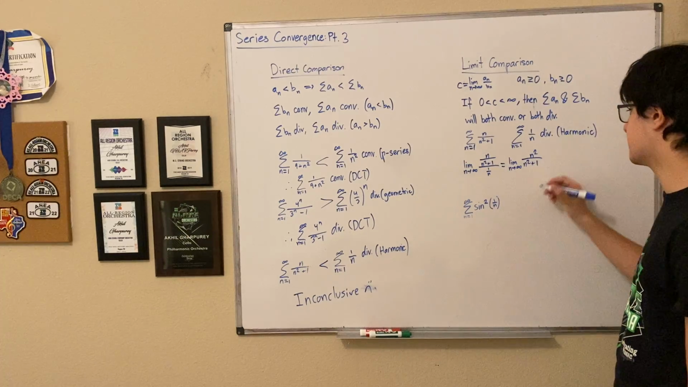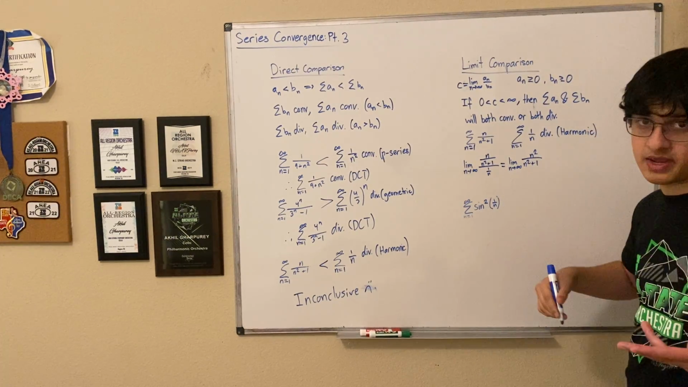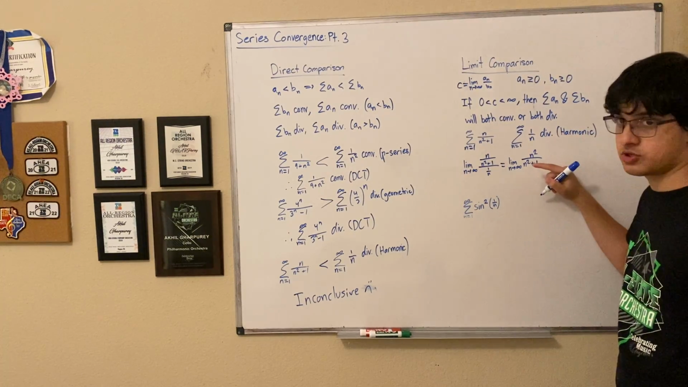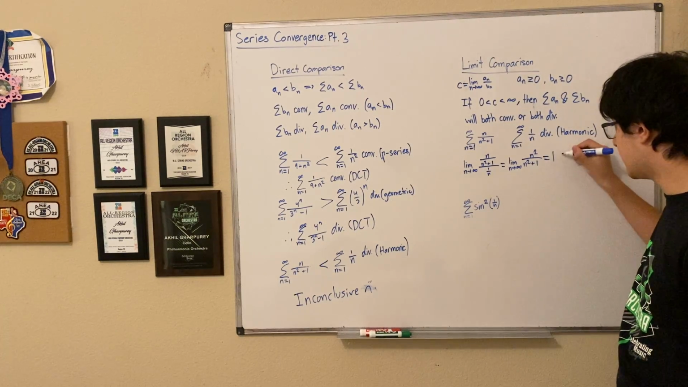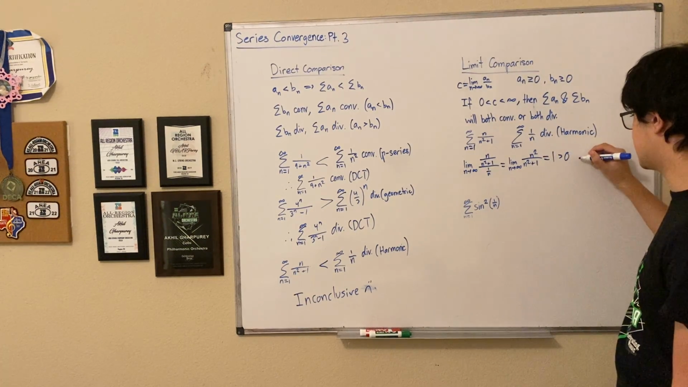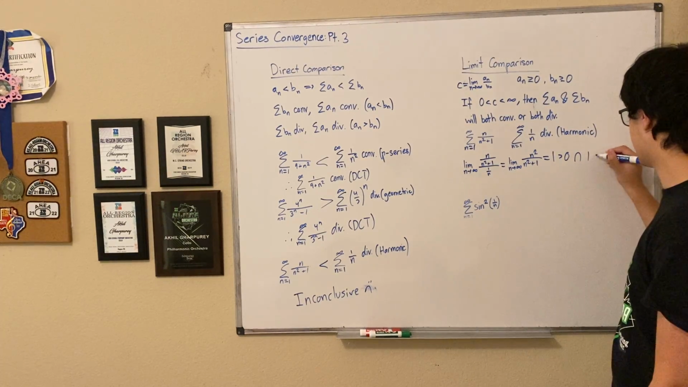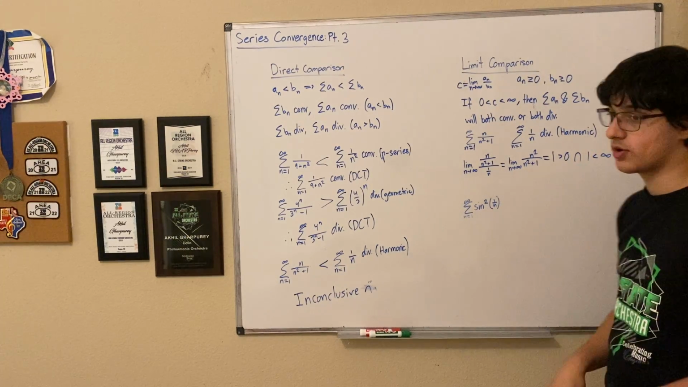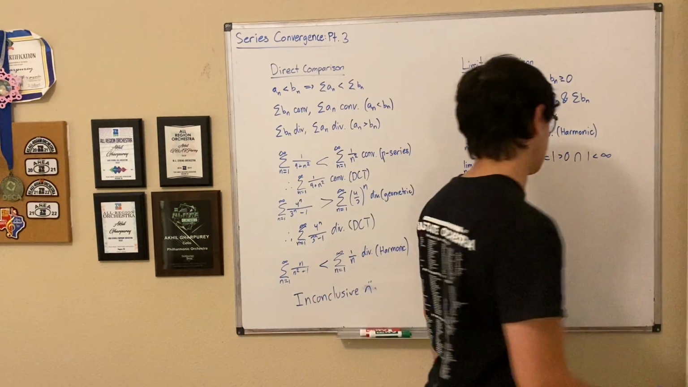And now n squared over n squared plus 1. This is just end behavior of a rational function. So we just take the ratio of the leading coefficients. We have 1 over 1. This is 1. And we know that 1 is greater than 0, but it's also less than infinity. And this weird looking horseshoe right here is just another way of saying and, if you're confused on why I drew that.